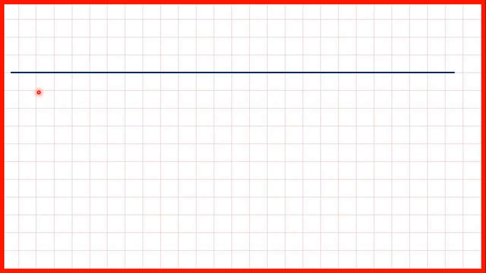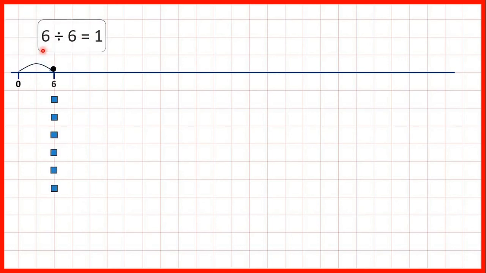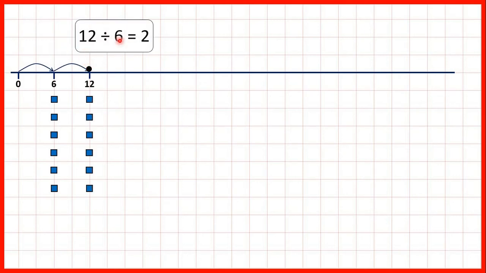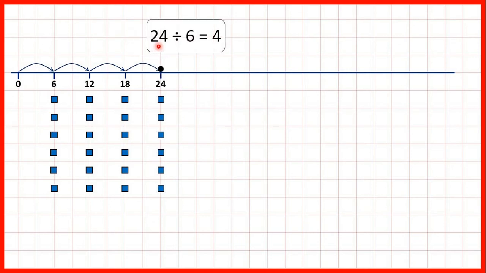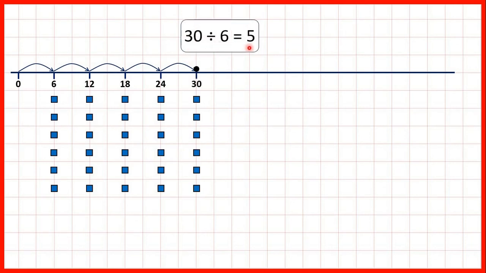Now let's learn our division facts for the 6 times table. 0 divided by 6 is 0. 6 divided by 6 is 1. 12 divided by 6 is 2, because if we have 12 counters, we can make 2 groups of 6. 18 divided by 6 is 3, because if we have 18 counters, we can make 3 groups of 6. 24 divided by 6 is 4. 30 divided by 6 is 5.